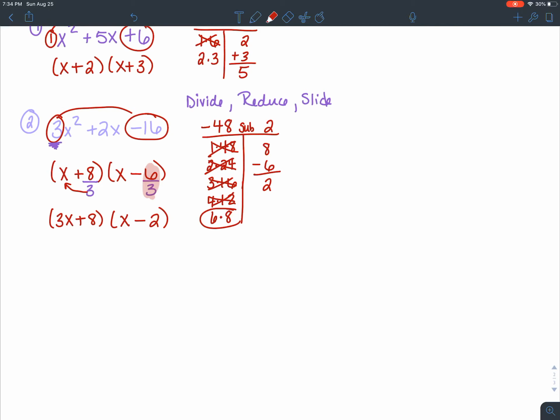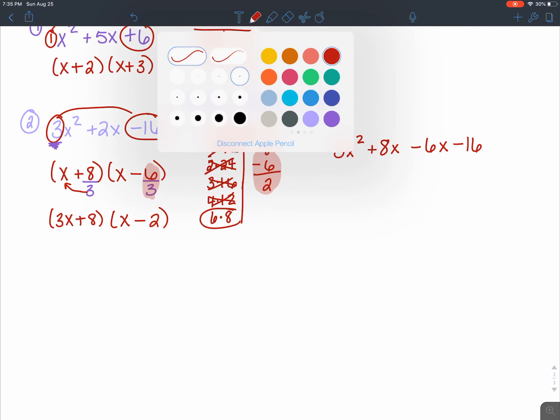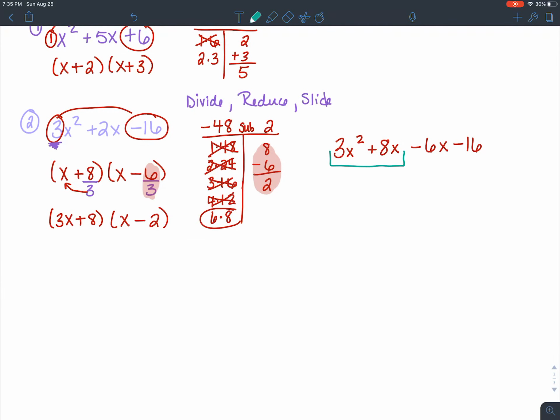Grouping works the same way. You got this 8 and 6. Okay? 8 minus 6 equals 2. So you would set it up as 3x squared plus 8x, because that's a positive x, minus 6x, because that's a minus 6, minus 16. And then you have to take out the GCF. So the GCF here is x, and then I'm left with 3x plus 8. The GCF here is negative 2.